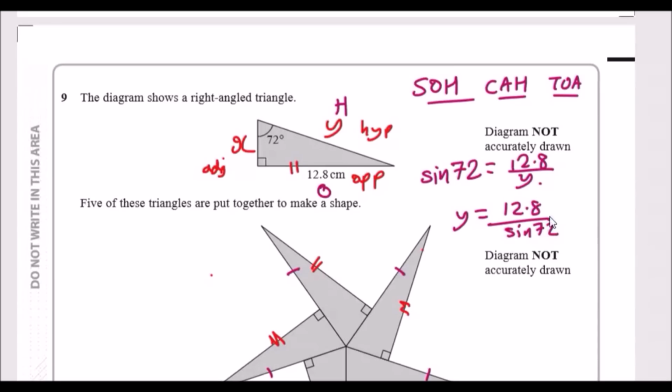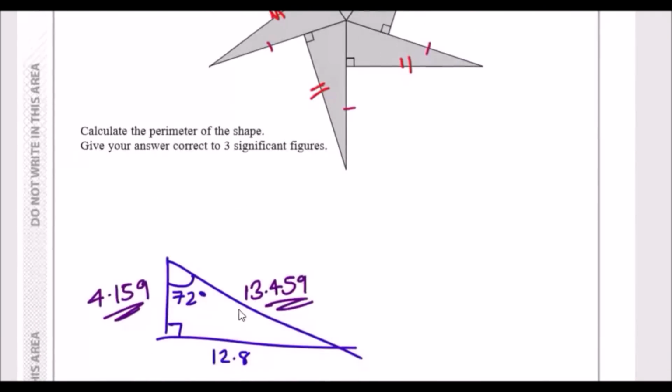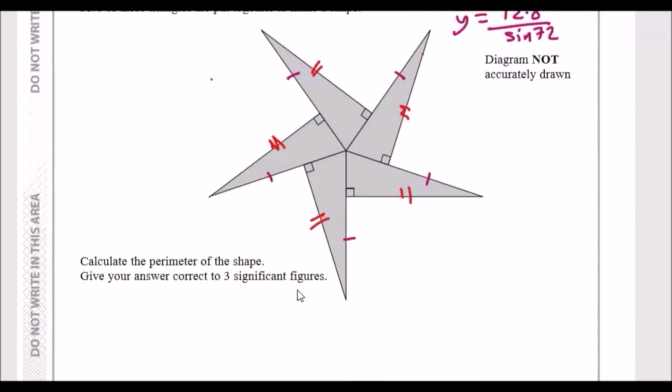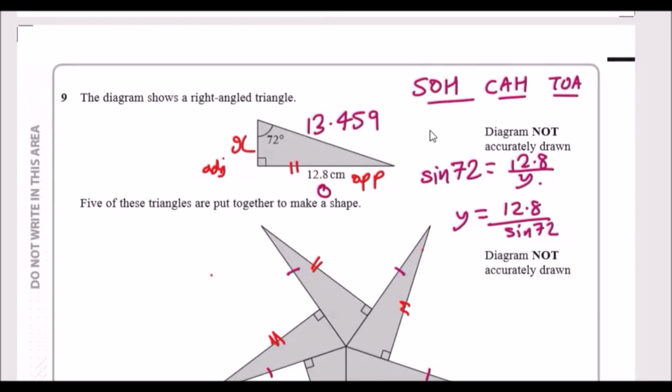Put this in your calculator, and I've already found the lengths, by the way. You should get 13.459. So update the values here and write down 13.459. My tip usually is to not round it off, but because they want 3 significant figures, just do it to 3 dp for now. Now let's go on to the next bit.